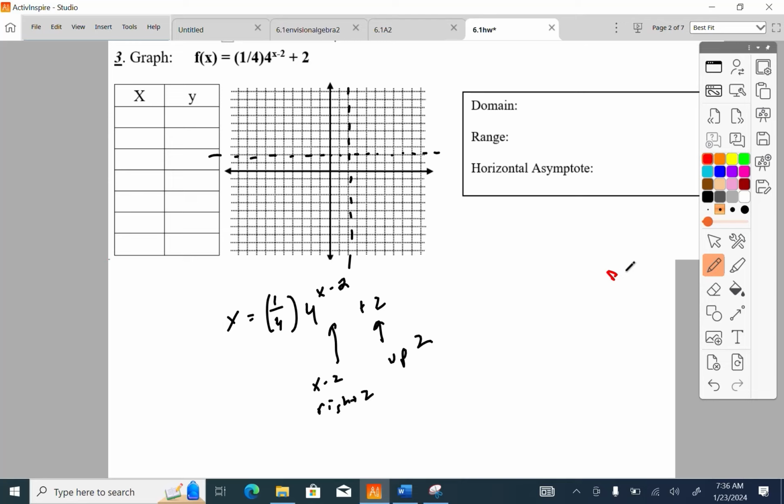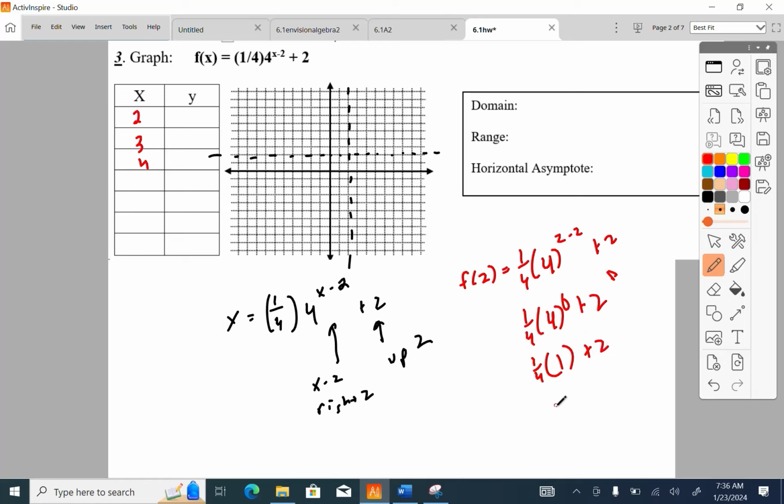Is that red? Okay, that's red. I'm going to plug in a 2 here, and I'm going to plug in a 3, and I'm going to plug in a 4. If I plug in a 2, f of 2 is a quarter times 4 to the 2 minus 2 plus 2. That's a quarter of 4 to the 0 plus 2. 4 to the 0 is 1. So I have a quarter of 1 plus 2. And this is 2 1/4, or 2.25, whatever you like.